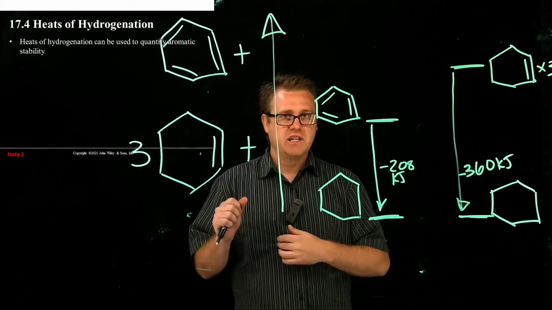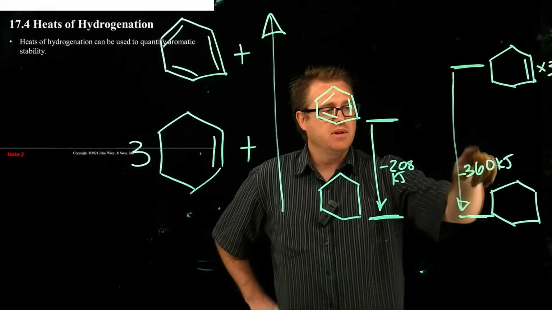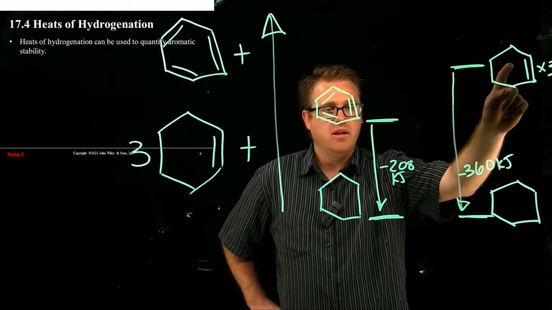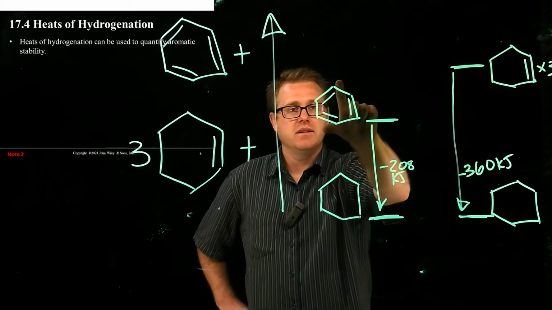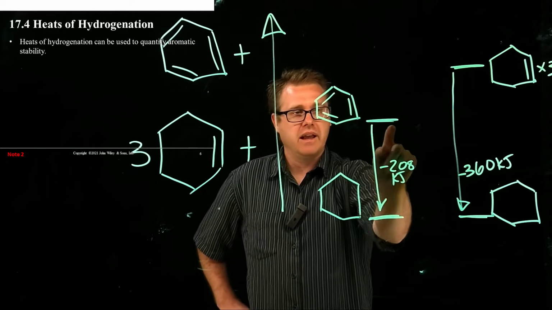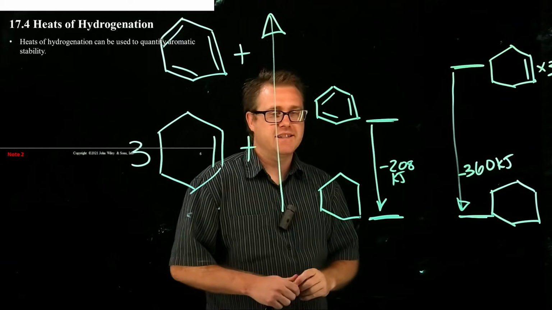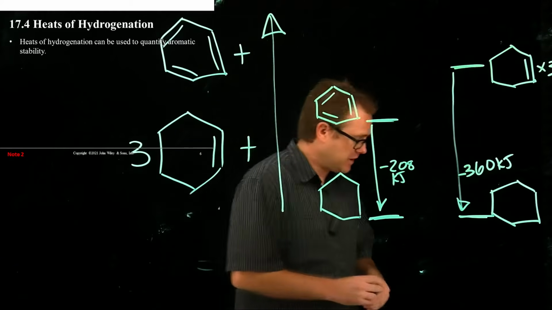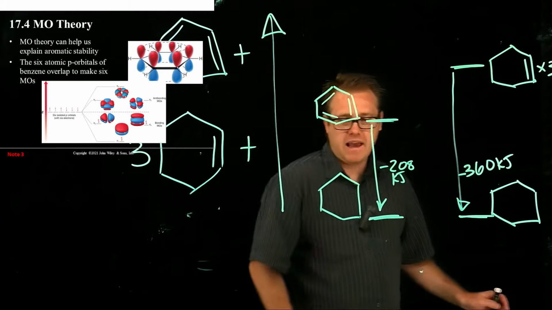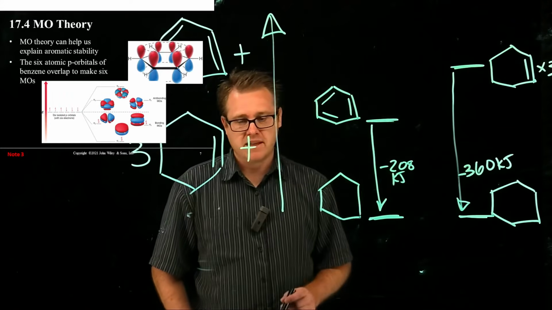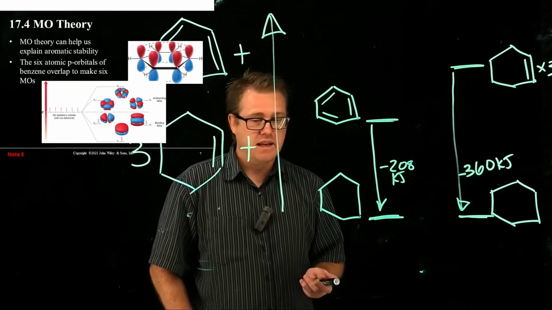So this hydrogenation reaction is showing us experimentally that more heat is released with the cyclohexene because it starts at a higher energy. Whereas benzene, it's at a lower energy. And it's at a lower energy because it's more stable. So the MO theory also helps us to understand why benzene is so stable.